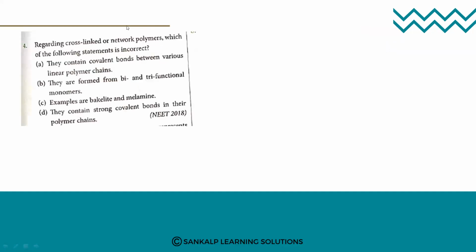Regarding cross-linked or network polymers, which of the following statements is incorrect? A, they contain covalent bonds between various linear polymer chains. B, they are formed from bifunctional and trifunctional monomers. C, examples are bakelite and melamine. And D, they contain strong covalent bonds in their polymer chain. This was a question asked in NEET 2018.